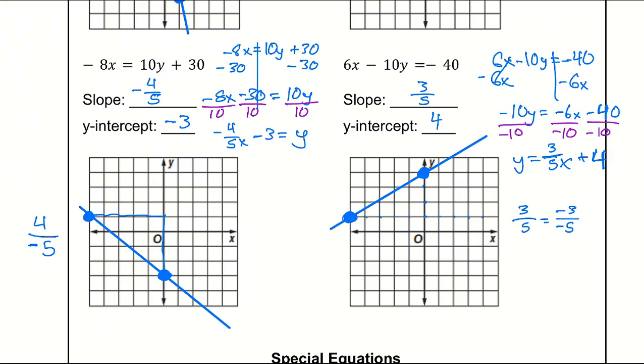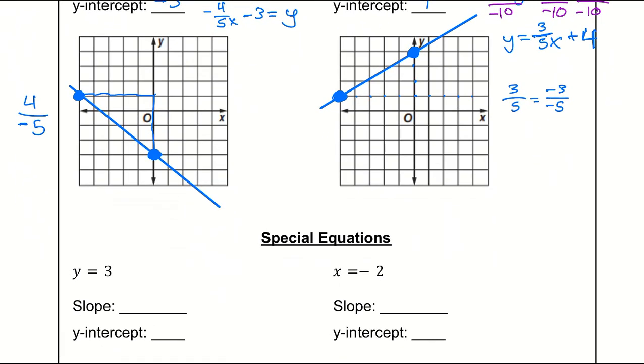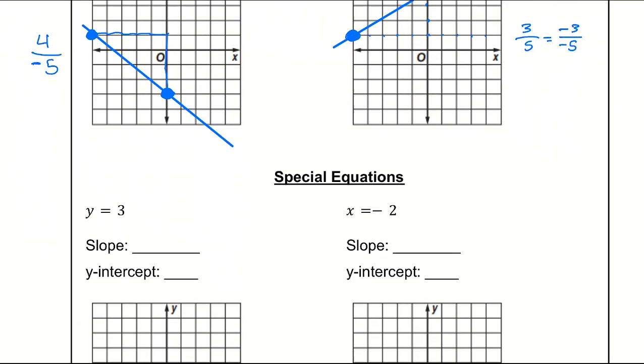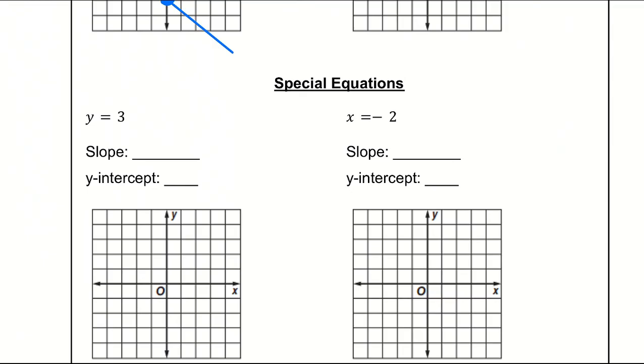There's 2 more that I'm going to do with you really quick because sometimes you might see these, and these are special equations. And what you'll see is, on the left one, there's no x, and on the right one, there's no y. And I don't want you to run into those and panic, because they're really not that bad, okay?